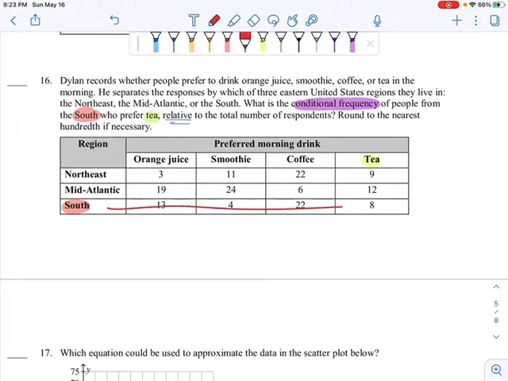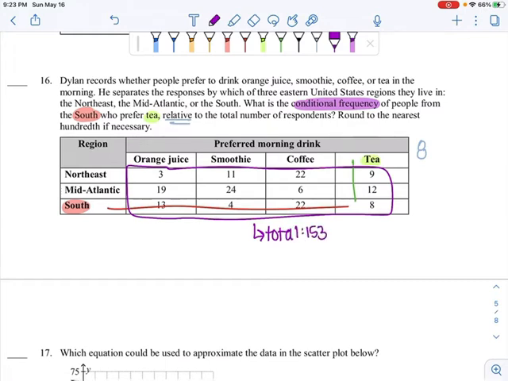But then it says relative to the total number of respondents, which means that I have to add up every single one of these respondents, and that total is 153. So then we take what we're looking for, which is 8, the people from the South who like tea, and we divide it by the total. That's going to give me 0.05, which is my final answer.